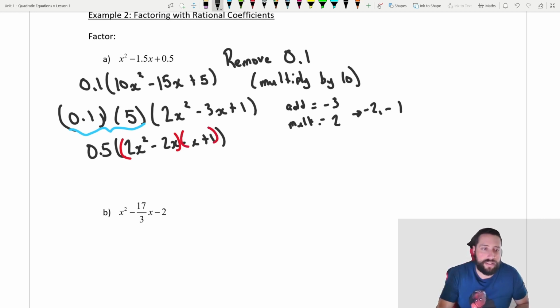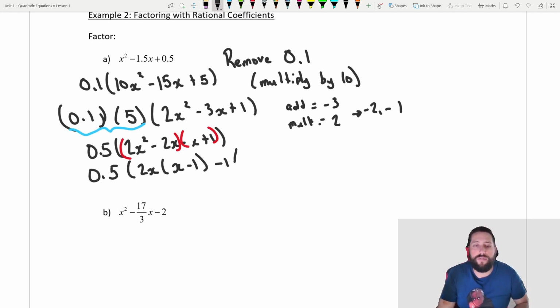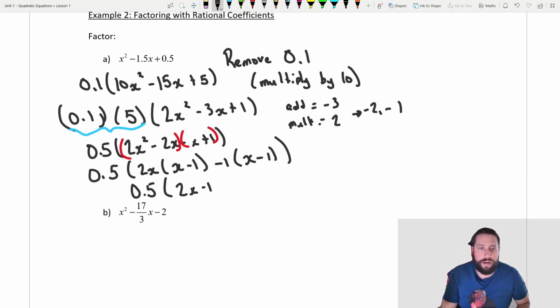and factor the two brackets separately. So we have 0.5, 2x. Okay, so in the bracket, it'll be x minus 1. And the second one will factor out a negative 1, so we have x minus 1 as well. Okay, so we have it where we have our two brackets that are the same. So we're going to rewrite it so that it's 0.5, okay? And then it's 2x minus 1 in one bracket and x minus 1 in the other. And that is our final answer. All right, there we go.